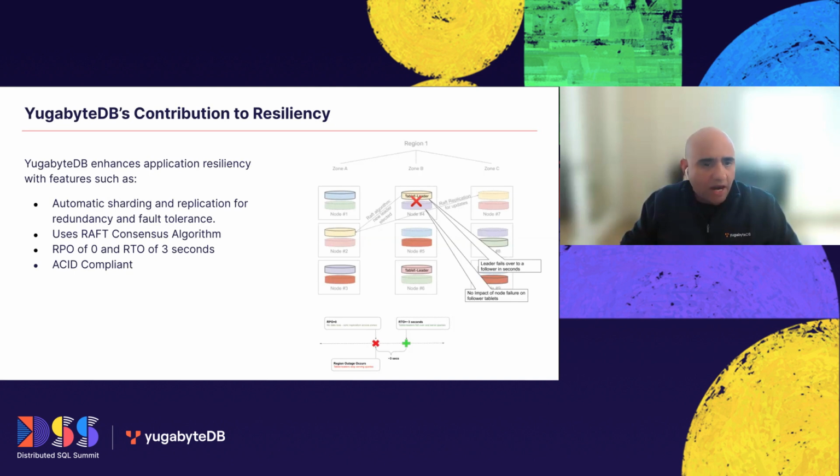Number 4, RPO and RTO. So YugabyteDB does take data recovery very seriously. It boasts an RPO, recovery point objective, of 0, which means no data loss in case of failure. Additionally, its RTO, recovery time objective, is a lightning fast 3 seconds. In the event of a failure, YugabyteDB detects it and shifts the tablet leaders within 3 seconds, ensuring minimal disruption to your services. It's like having a superhero swoop in to save the day at the speed of light.